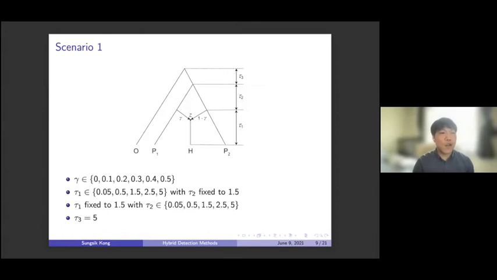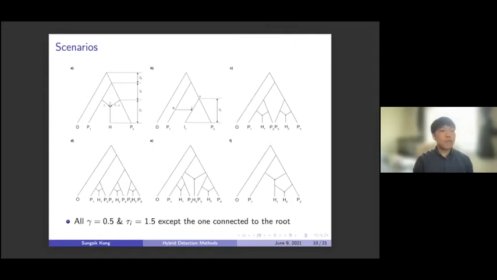And we set tau 3 to 5, which is long enough to confidently segregate the in-group taxa P1, H and P2 from the out-group. In total, we have 54 combinations of parameters for the single hybridization scenario. For the rest of the scenarios, we used a single set of parameters by setting gamma to 0.5 and all taus to 1.5, except the one that is linked to the root. Each population had multiple individuals, 10 for each parent, 5 for hybrid, and 1 for the outgroup.